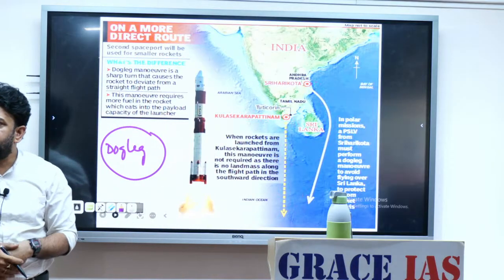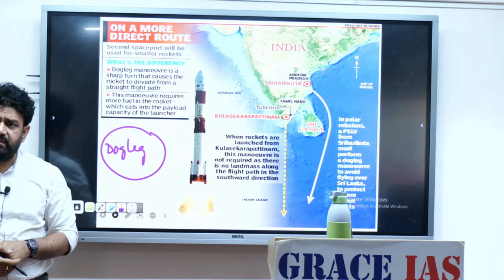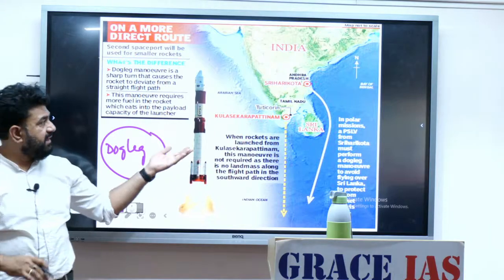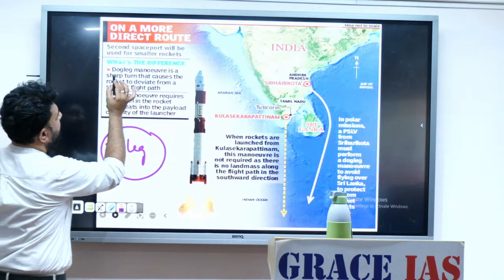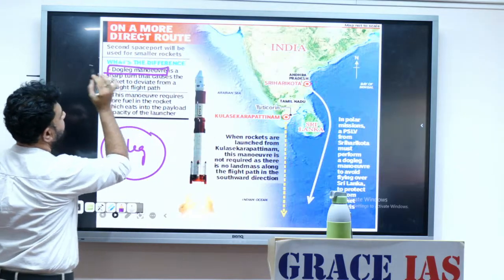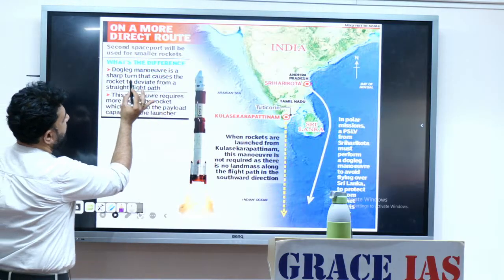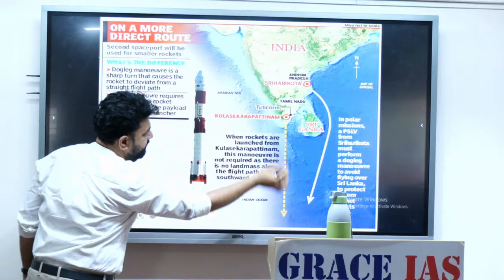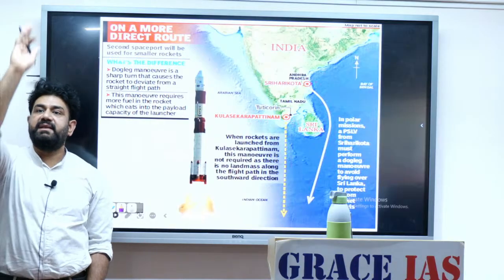Dog leg. It is connected with what? Now you can understand. Dog leg maneuver. It is associated with what? The turn that causes a rocket to deviate from a straight flight path around Sri Lanka to avoid the airspace of Sri Lanka.